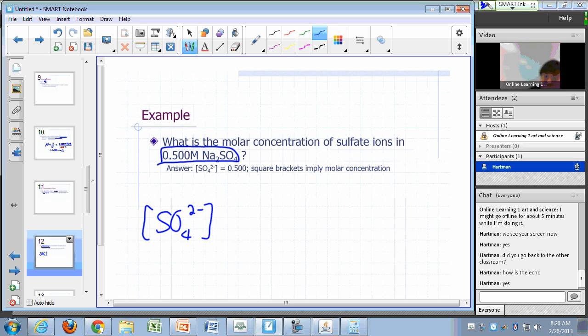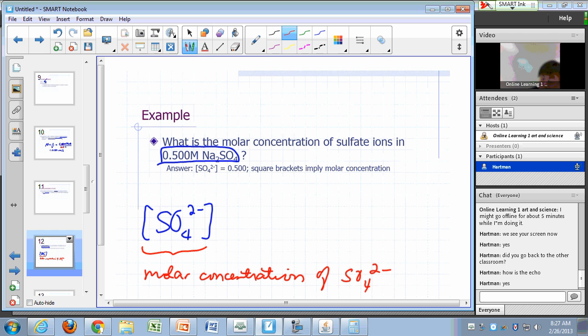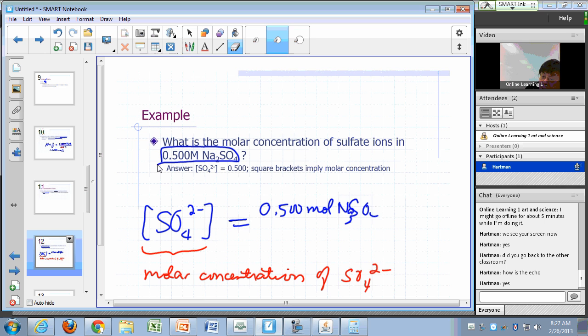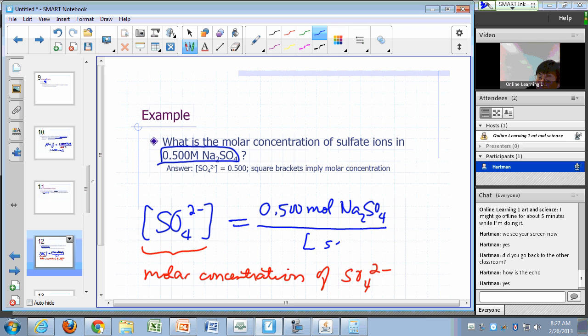Okay, when you use these square brackets right here around the symbol for an ion, that means the molar concentration of whatever is inside the bracket. Okay, so in this case, you're dealing with the molar concentration of sulfate. We can just say, okay, that's 0.500 moles of sodium sulfate per liter of solution, right?